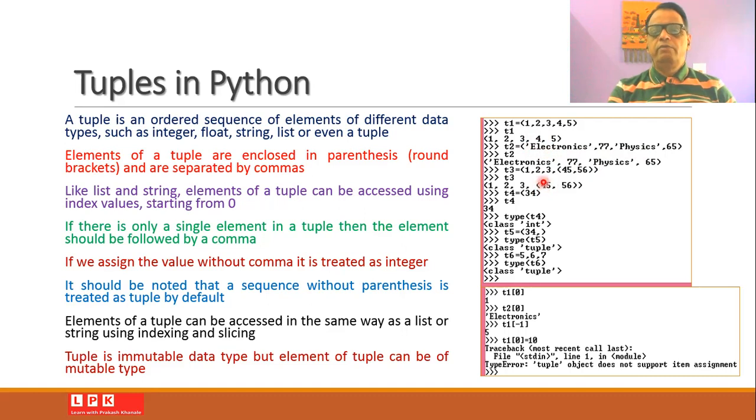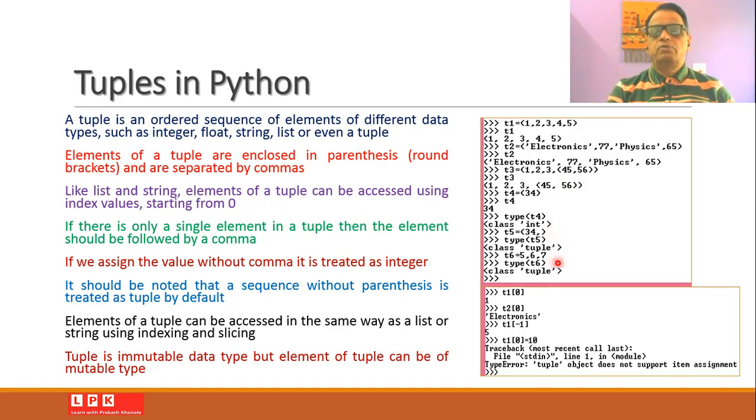We can have a tuple T3 where the elements are 1, 2, 3, and then we have another tuple consisting of values 45, 56. So it is possible that a tuple can be an element of a tuple. Suppose I write T4 is equal to (34) without using a comma, then this T4 will be treated as type integer. So whenever I type type of T4, I will get the message class int. But if I write T5 is equal to 34 comma, and if I write type of T5, then I will get class tuple. So whenever your tuple consists of only one element, don't forget to use the comma.